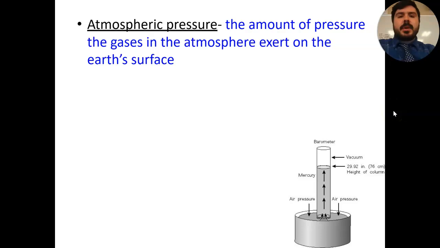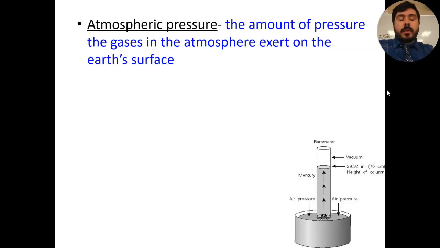This word here, atmospheric pressure, is essentially the amount of pressure the gases in the atmosphere exert on the Earth's surface. This is a very, very big picture here, guys. Think of all the gas particles in Earth's atmosphere. Those all have an amount of weight that gets applied in terms of a pressure on us, on buildings, on everything on the Earth's surface.